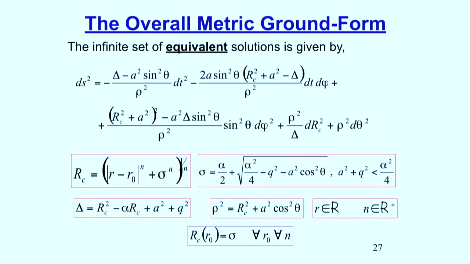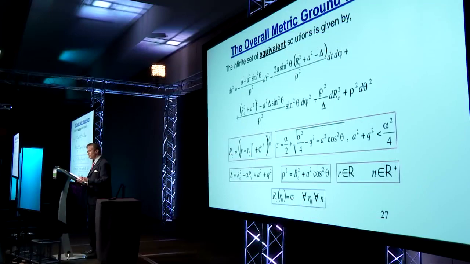When you see R_C here, it's been generalized. All of the supposed black holes are contained in this expression by simply selecting the required parameters. Now, you will see here that R_C(R_0) is equal to sigma, where sigma now has charge, Q, which is squared, and angular momentum, A, which is squared, in the expression for sigma. But R_C(R_0) is equal to sigma for all R_0 and all n, as it must.